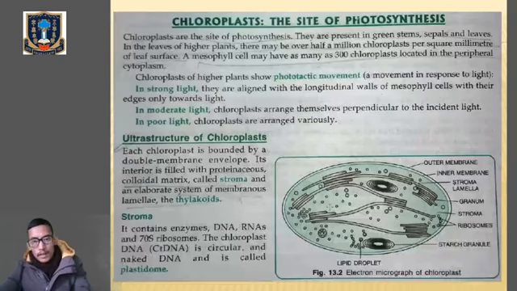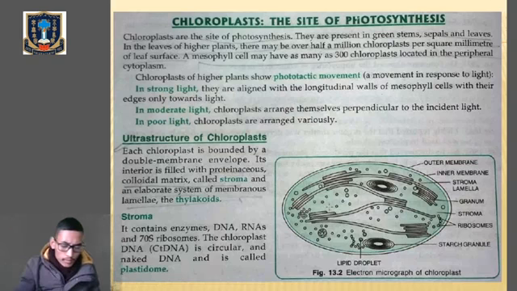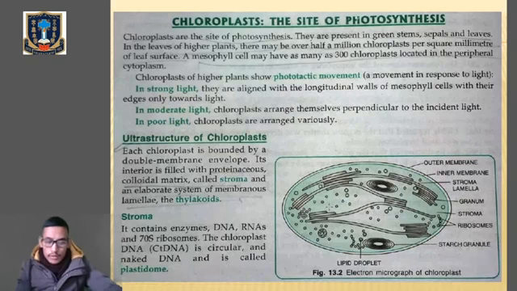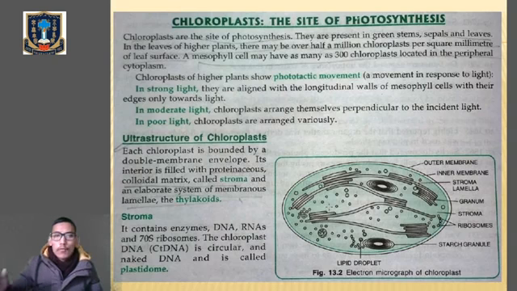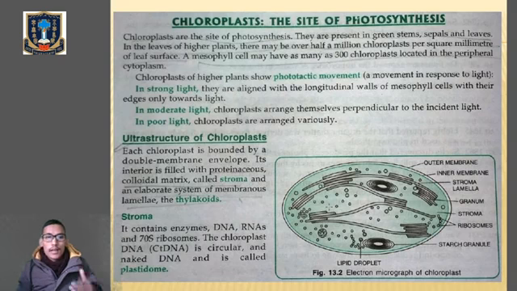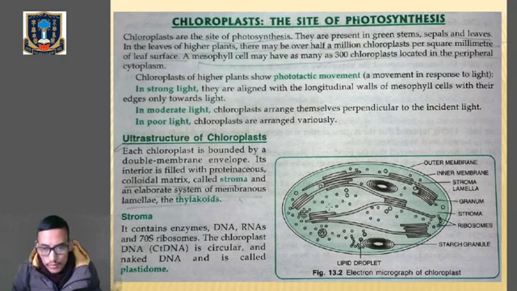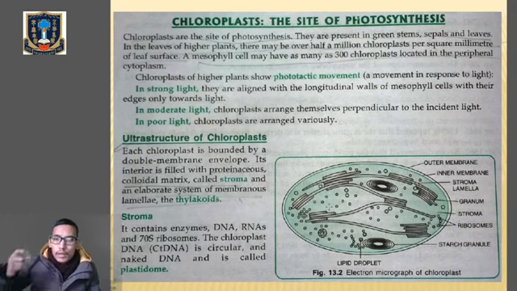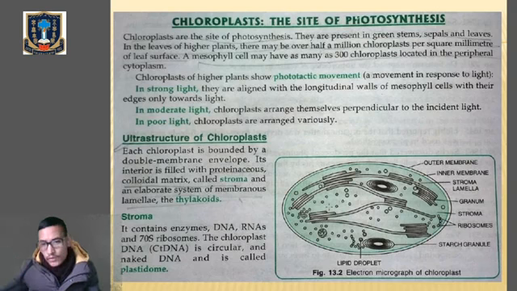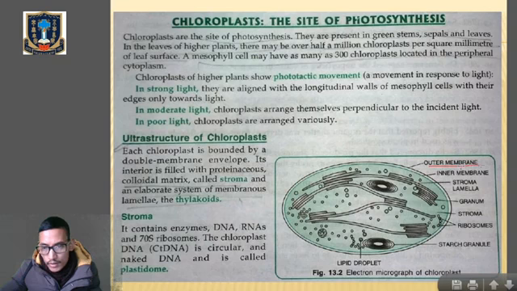Clear? Okay, now next we'll learn about the chloroplast, the site of photosynthesis. In class 10 we have learned about the structure of chloroplast also. Clear? So chloroplast is the site for photosynthesis, and they are present in green stem, sepals and leaf. Now let's see the ultrastructure of chloroplast. So chloroplast is mainly a double membrane structure. You can see the outer membrane and the inner membrane.